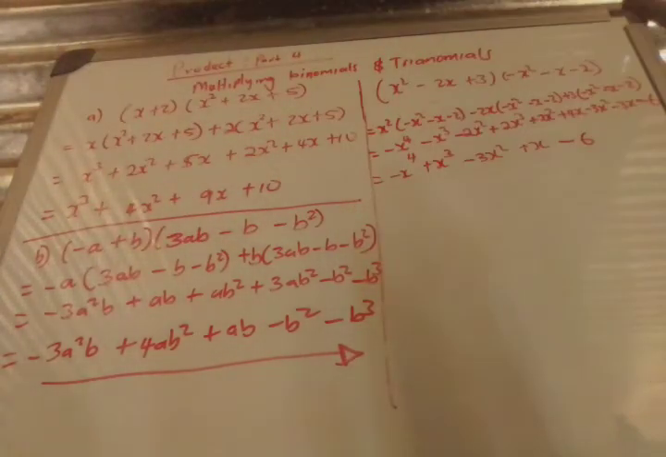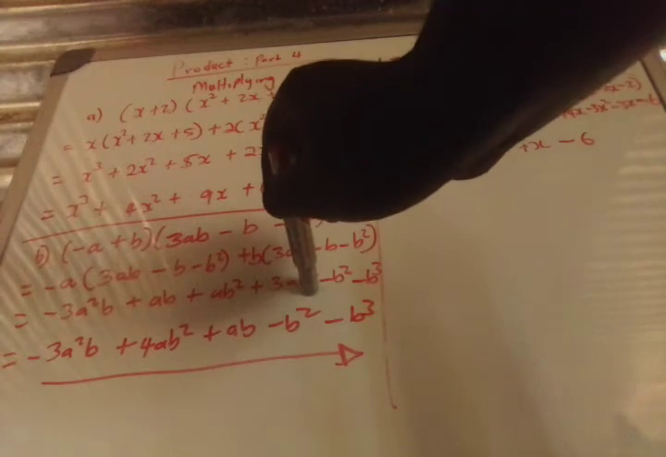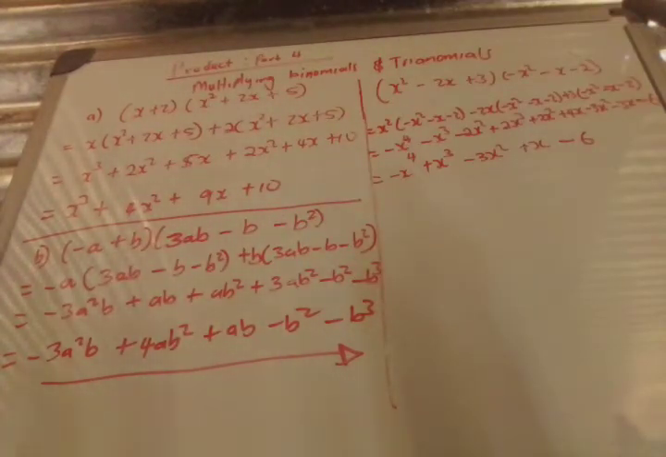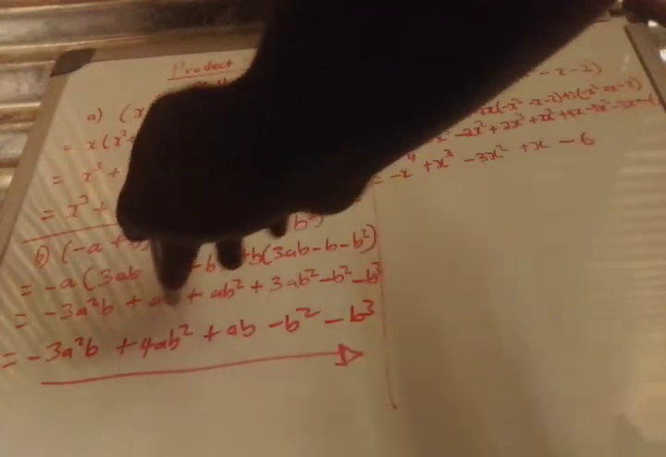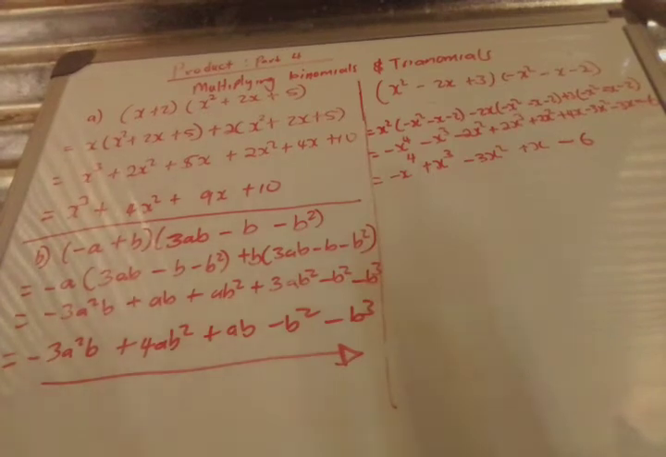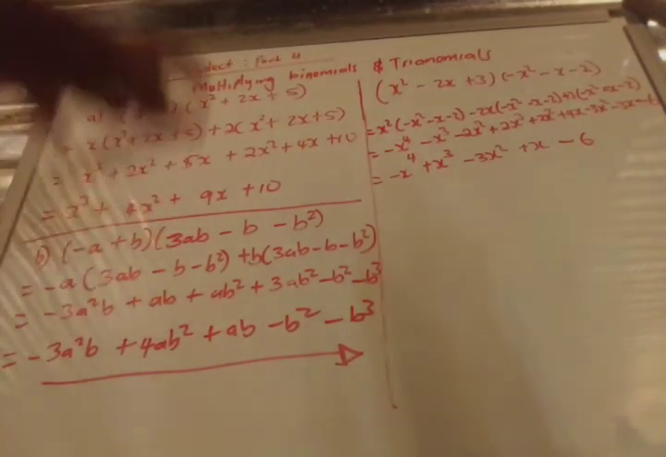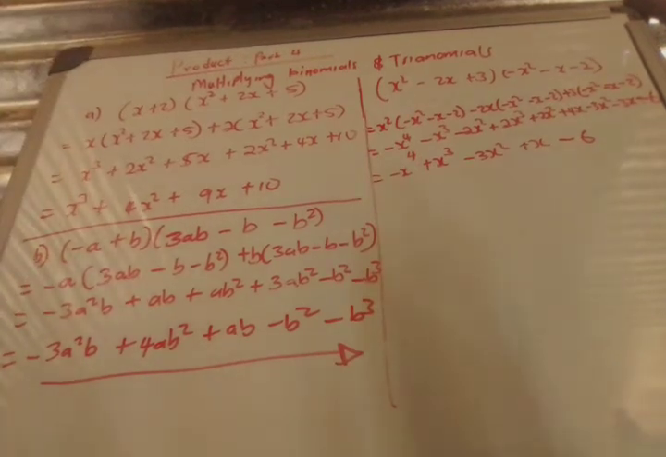From here just look for like terms. Negative 3a squared b has no like term, so just write it as it is. ab squared and 3ab squared are like terms, so I can add them and write 4ab squared there. Then b squared and b cubed have no like terms, so I basically just wrote down everything that didn't have a like term. So this is how you would multiply a binomial and a trinomial.